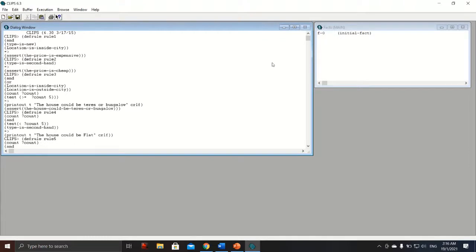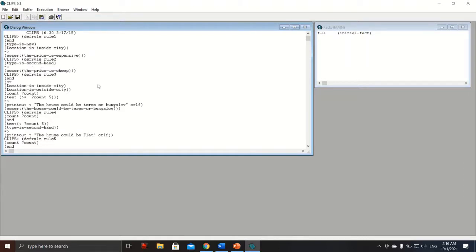The first rule asks if the type is new and the location is inside the city, it will accept that the price is expensive. Then the second rule, if the type is second hand, it will accept that the price is cheap.